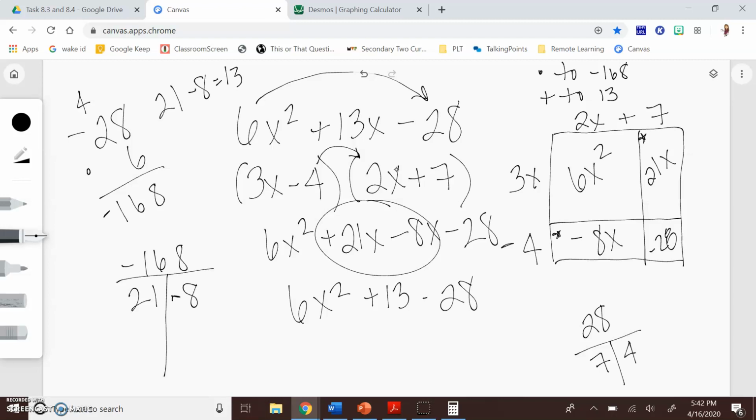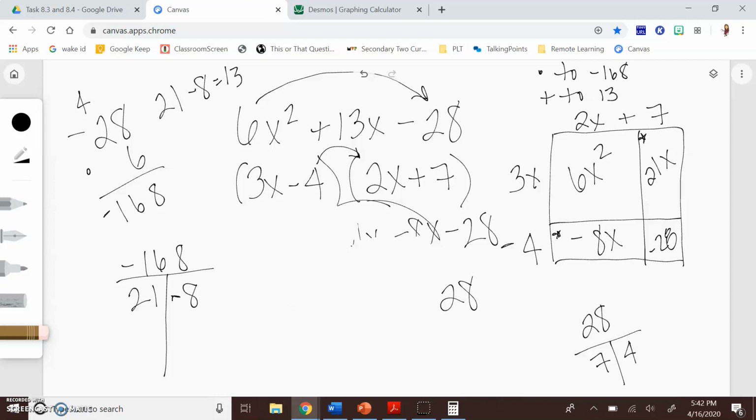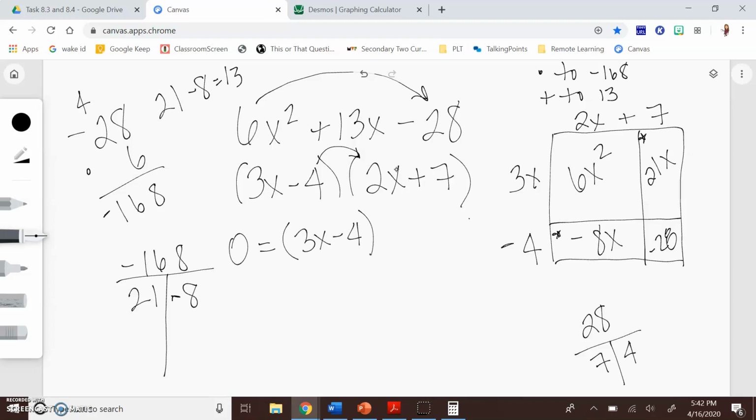I want to talk a little bit about what it means to solve a quadratic equation as well. When we solve a quadratic equation, we are looking for the root or the x-intercept. So we're looking for the values of x when y is equal to 0. So when y equals 0, we want to know what is x. So we get 3x minus 4 and 2x plus 7. And we set these both equal to 0.